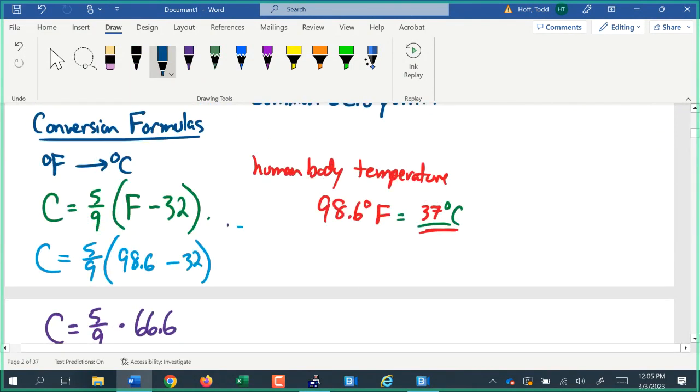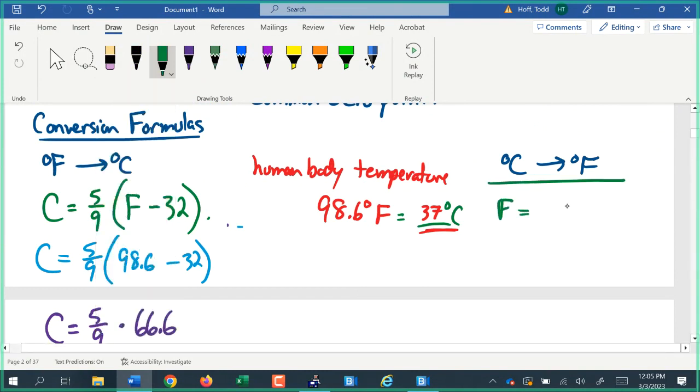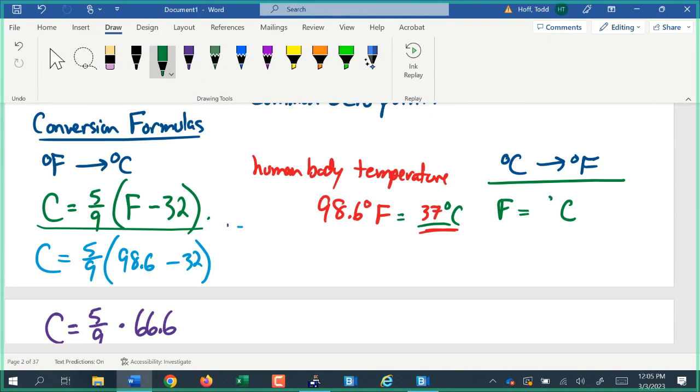What if I want to go the other direction? What if I want to go from degrees Celsius to degrees Fahrenheit? So I start out with my degrees Celsius. And again, I account for the difference in size first. I do it just the opposite as I did over here. So I'd multiply by 9/5. And then I account for that difference in 0 point. So then I add the 32.